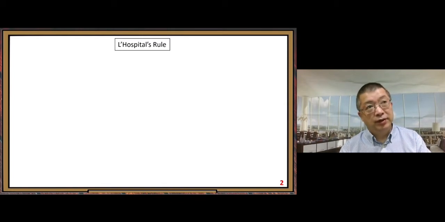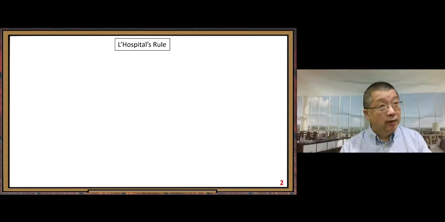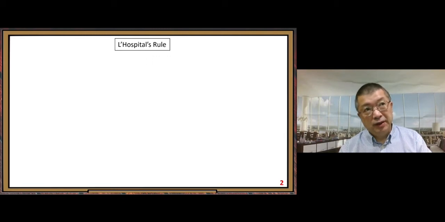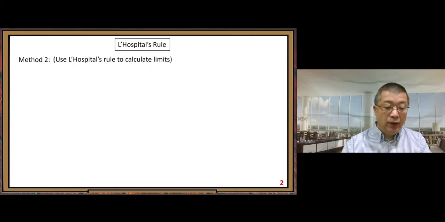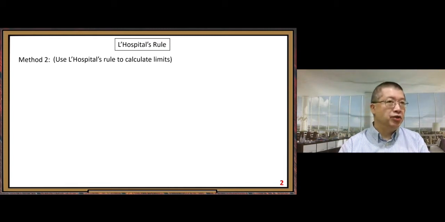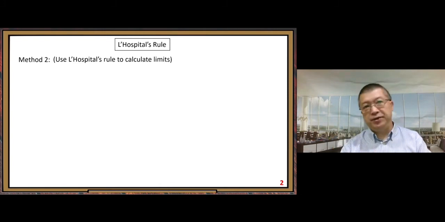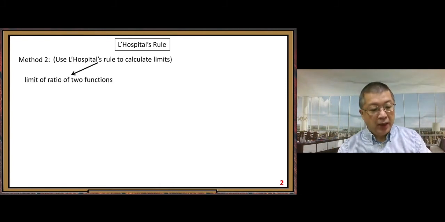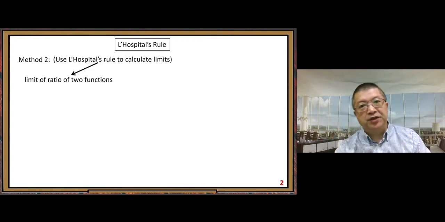So some of you have that background, you know it. But some of you may not know it, so you need to study a little bit. So method 2, we use L'Hopital's rule to calculate the limits. Here, let me show you the whole procedure. So you'll try your best to understand it. Limit of ratio of two functions.